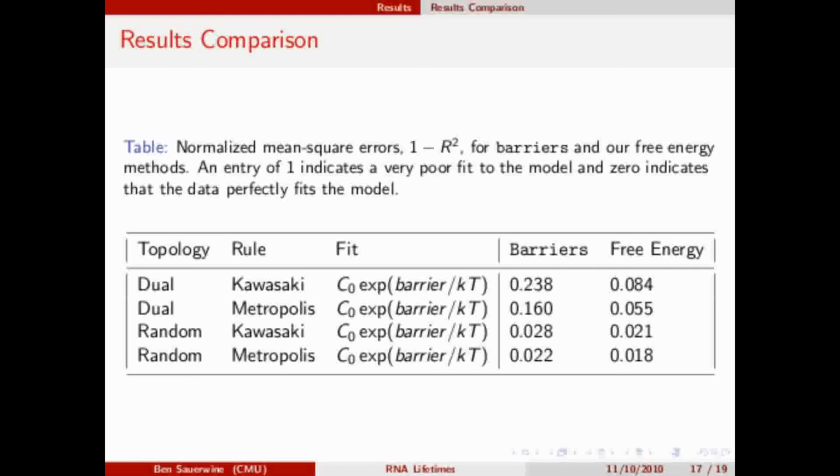We then saw how well the barriers method and the free energy aware method that we developed fit the Arrhenius rate law. The normalized mean square error for barriers program was always higher than that for our free energy algorithm, but it was only modestly worse for arbitrary topologies. However, for the topologies of interest, our algorithm provided a substantially better agreement with an Arrhenius rate law.